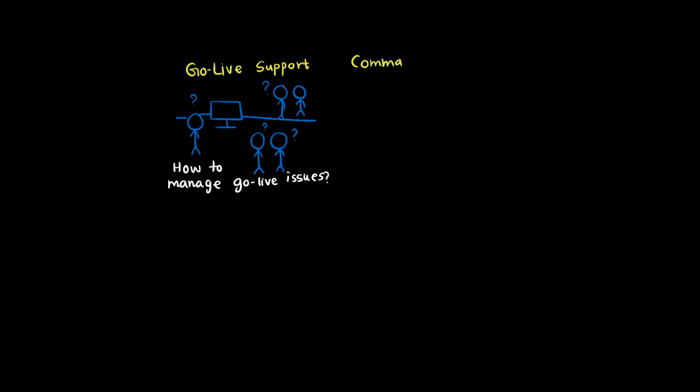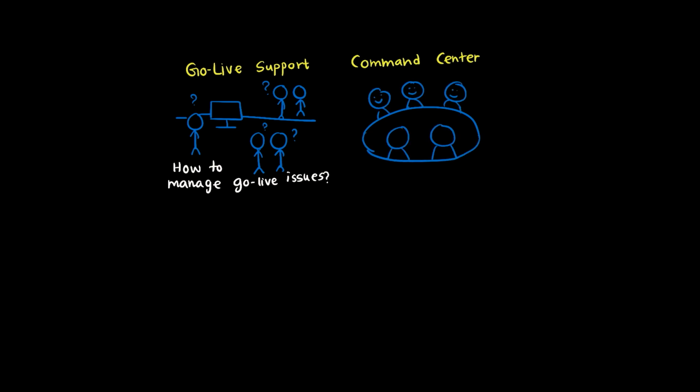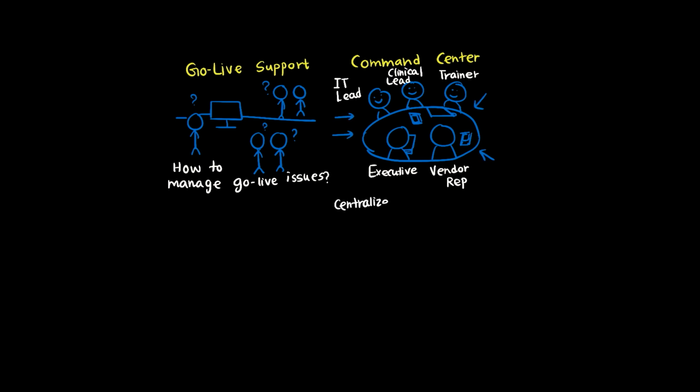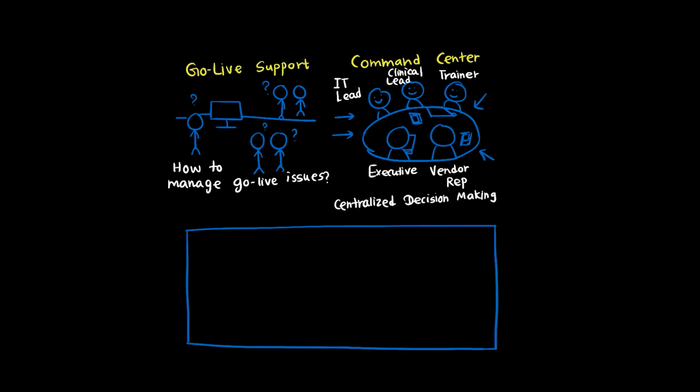A command center is a centralized location, often a conference room, where key leaders, IT staff, trainers, clinical leaders, and vendor representatives gather during go-live. It serves as mission control. Issues are reported to the command center, decisions are made quickly, resources are deployed to problem areas, and communication is coordinated. Think of it like an emergency operations center during a crisis. Along with help desks and super user support, the command center ensures rapid response to issues.